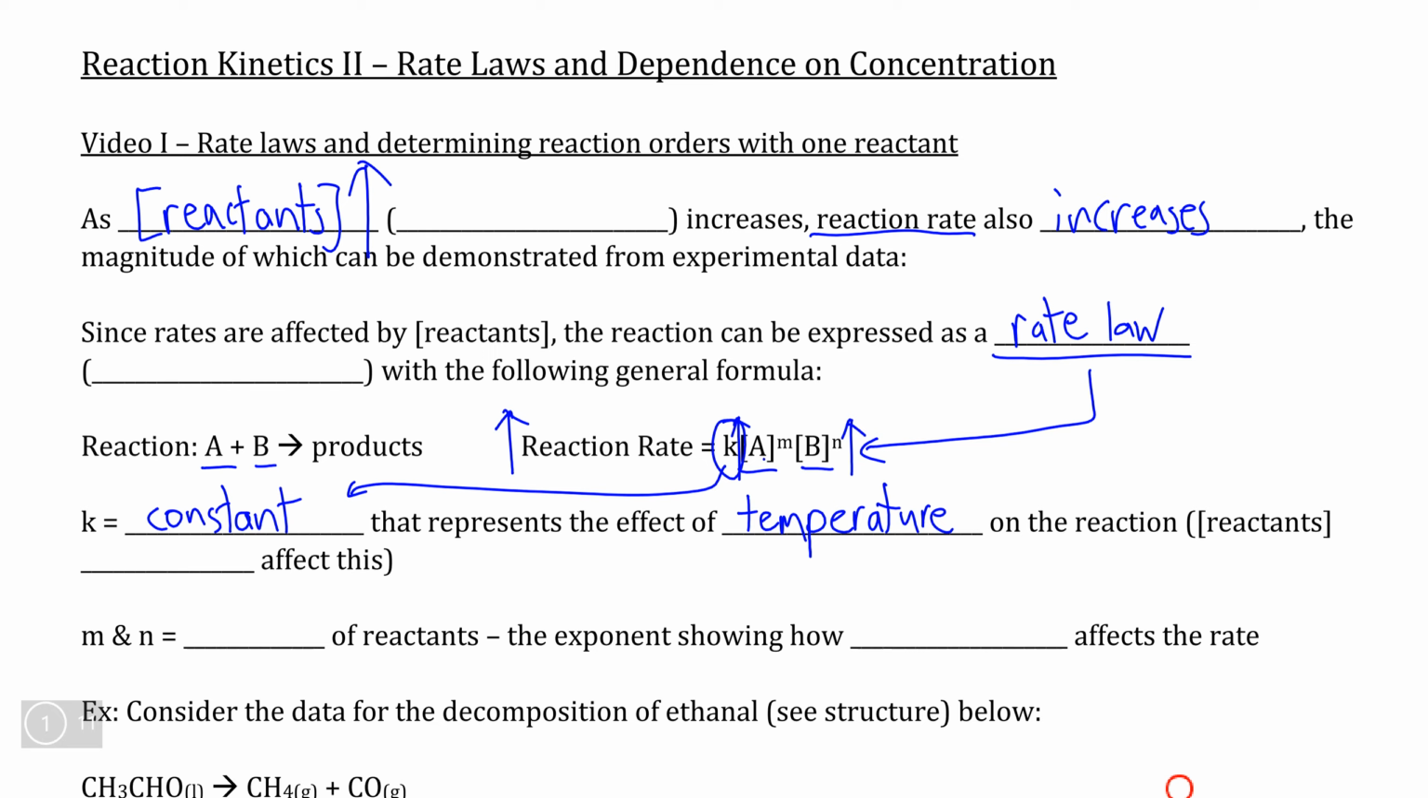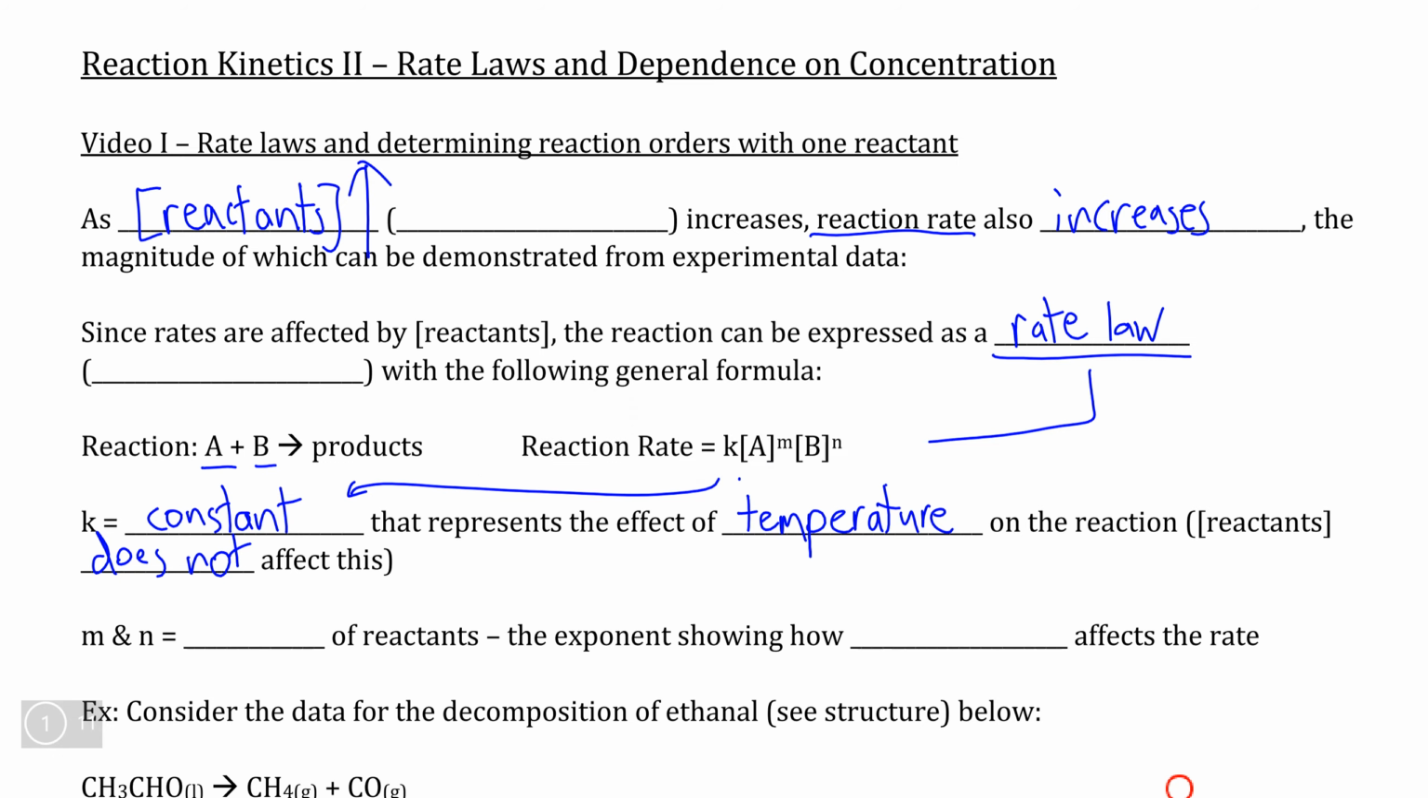Now, K being constant assumes that our temperature is also going to be constant because, again, we want to separate the relationship of temperature and concentration. And it needs to be written separately because the concentration of either of our reactants is not going to affect the temperature, and therefore that's why it's written separately.